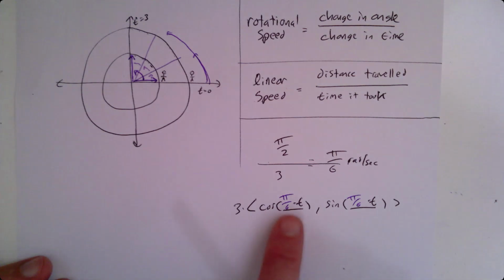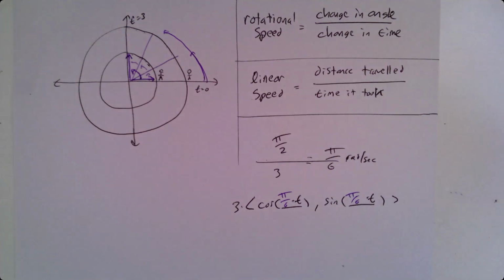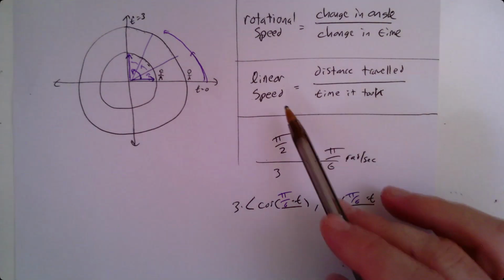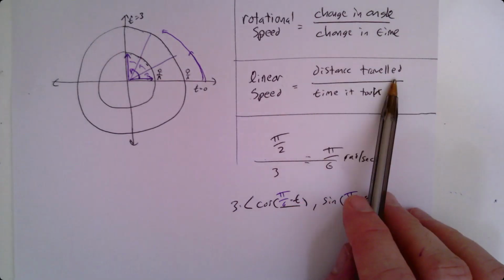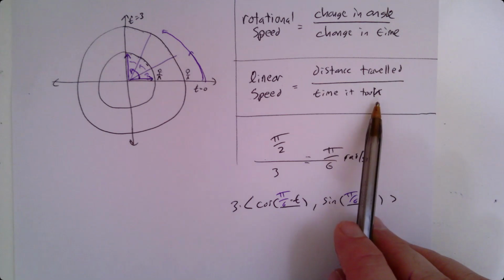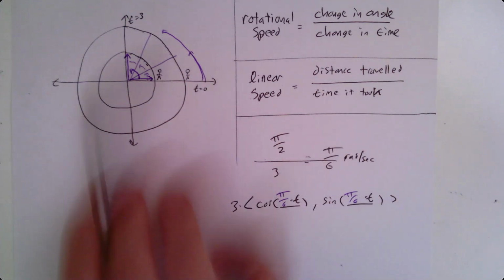It's because it's telling me how much my angle changes every single time t increases. Okay, so how is linear speed different? So remember, linear speed is the total distance that somebody travels divided by how long it took. This one depends on the size of the circle.